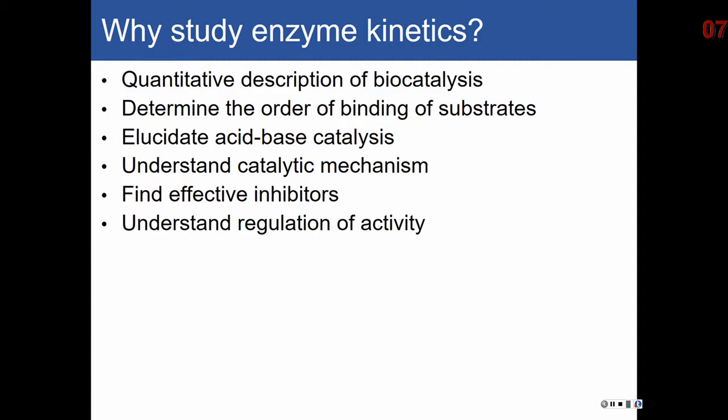So why should we study this? Why should we care about this? And specifically, why should you as pharmacists care about this? So again, this allows us to determine the order of binding of substrates. It allows us to do all this acid-base catalysis, find effective inhibitors, and this is the biggest one for you guys: how do we discover new drugs? How do we find effective inhibitors? And how can you tell what's going to interact with each other based on the kinetics of those enzymes?